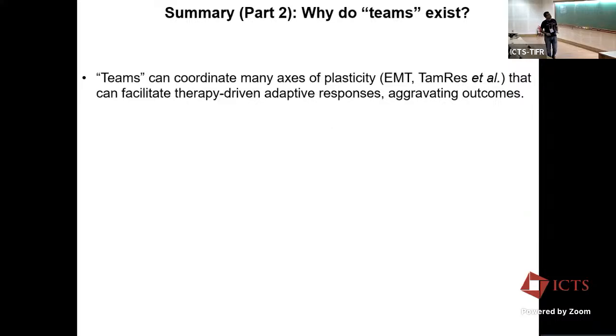So I'll just summarize this second and last part of the talk: what we think is that teams can coordinate axes of plasticity. The existence of teams might not be surprising, but the implications are crucial for how cancer cells behave and what increased fitness they might have, right? The reason you're seeing cross resistance is because of the presence of teams, because of the presence of these feedback loops in a specific manner.